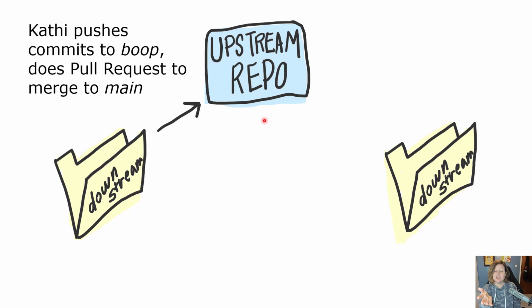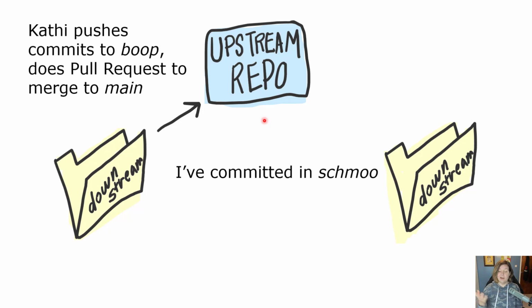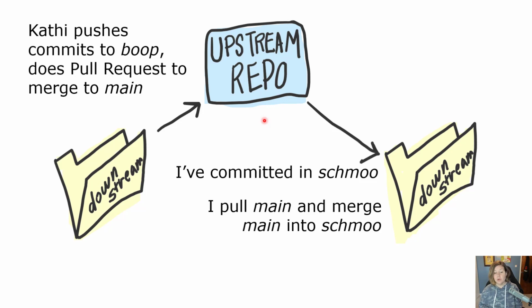But when she is ready to share, she pushes her branch to the upstream repo, and then she takes out something called a pull request that says, I am requesting to merge my changes in from the boop branch into the main branch. Maybe there's automation that kicks off at that point to validate her code. Maybe I get a notification to review her code and have a look at it before it merges in, and then she merges into main. Now, I also am working in my own branch. Let's say my branch is called Shmoo, right? So I've committed in Shmoo.